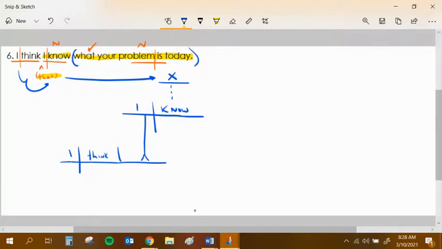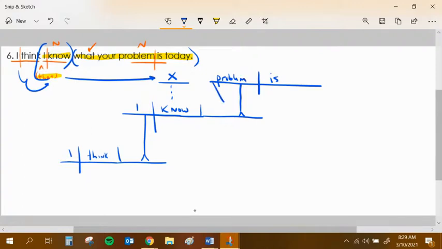This noun clause is the direct object of the verb think. This noun clause is the direct object of the verb know. So now this verb know also has a direct object. I think what? That I know. And you're basically saying, I know. What do you know? What your problem is today. Start off with that verb is. My subject is problem.